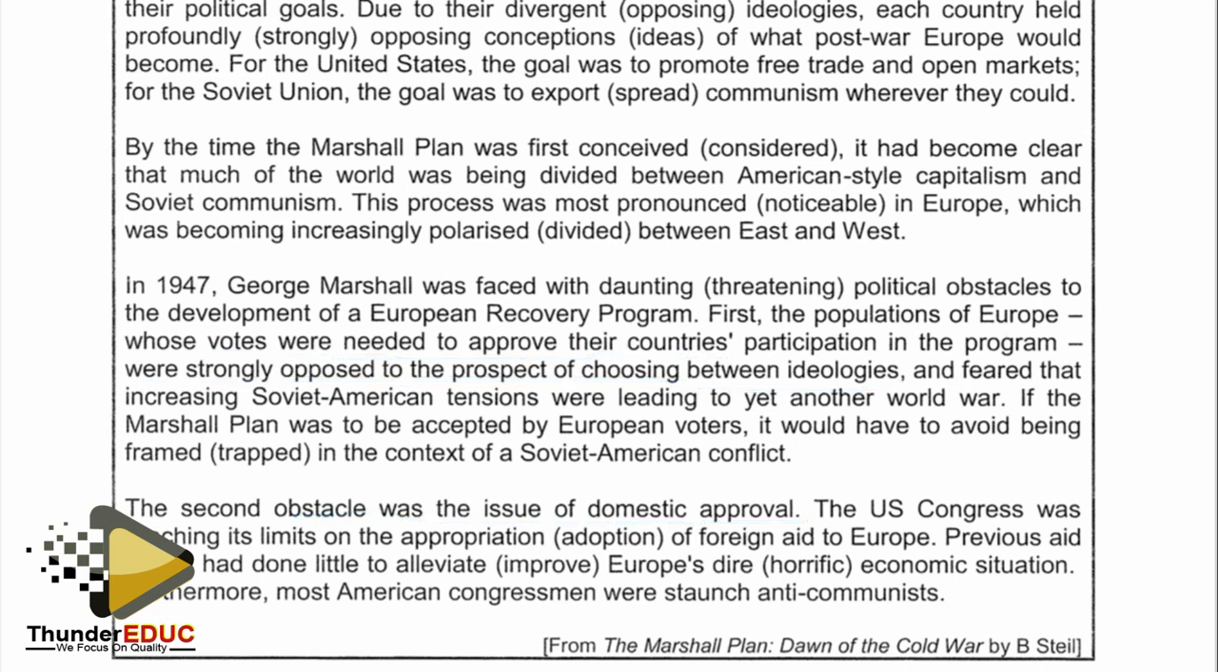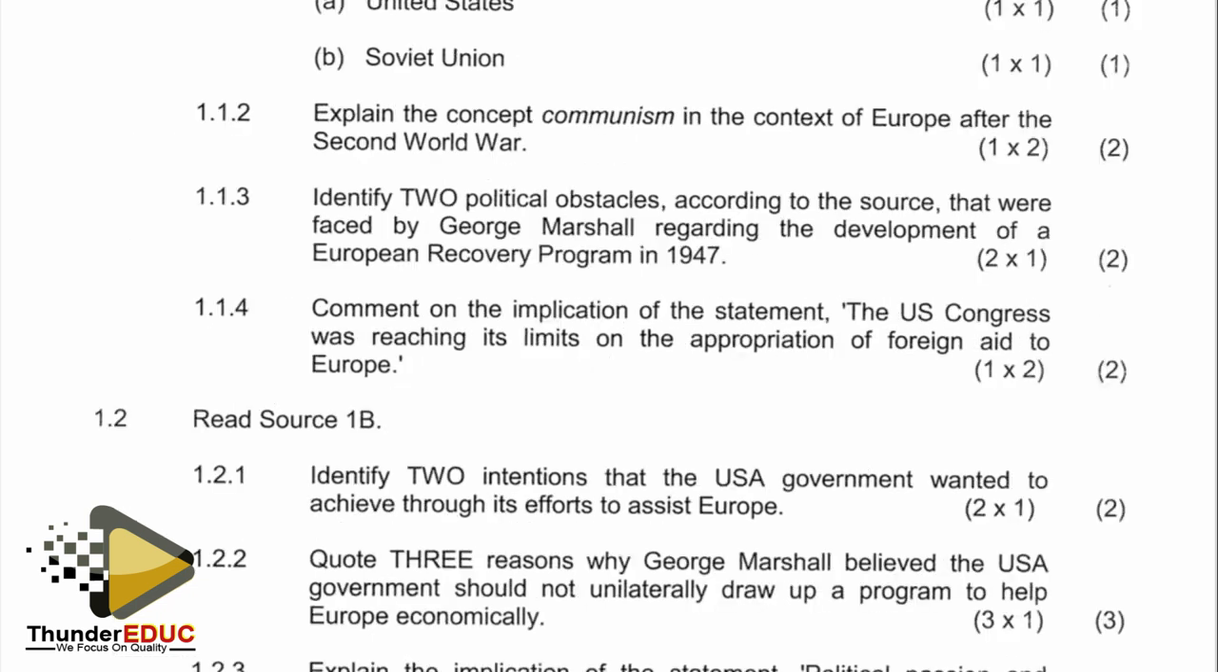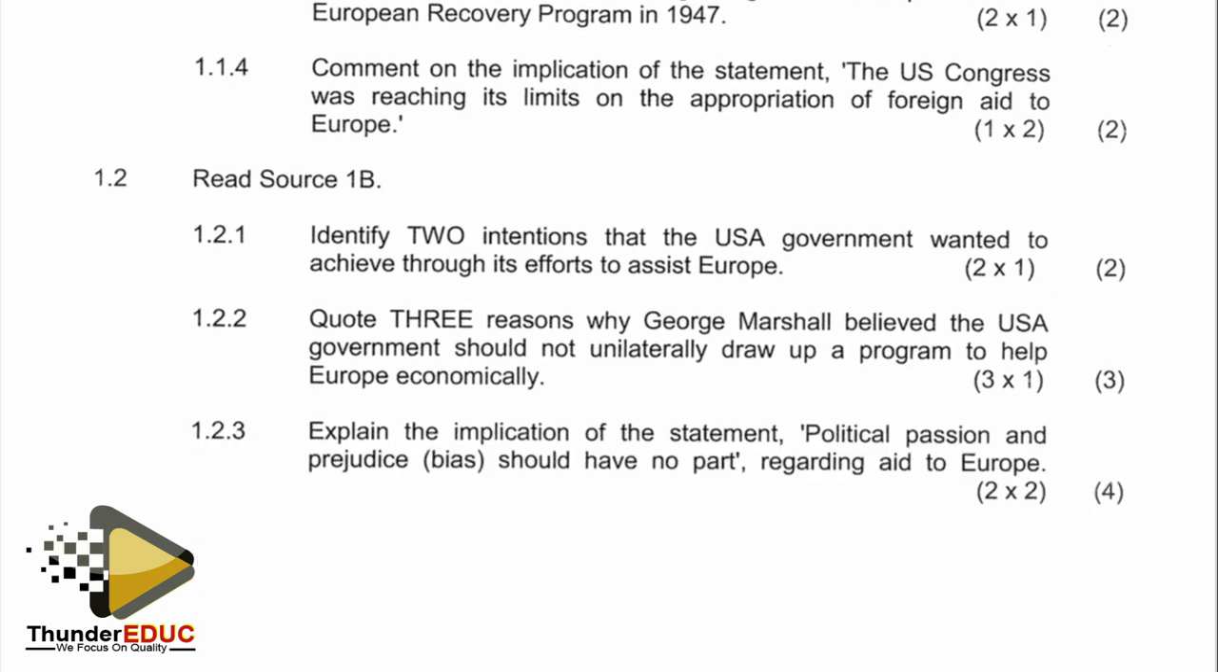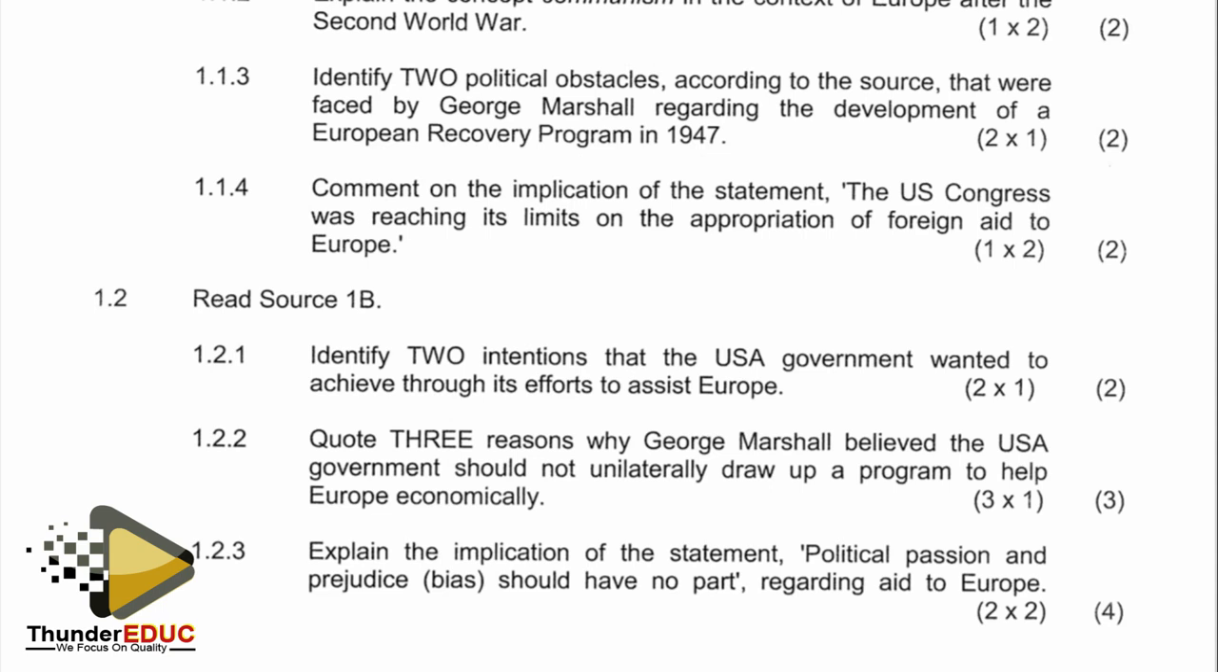We move on to the next question, which is question number 1.1.4. Right. Comment on the implication of the statement: The U.S. Congress was reaching its limits on the appropriation of foreign aid to Europe. What does that statement imply?